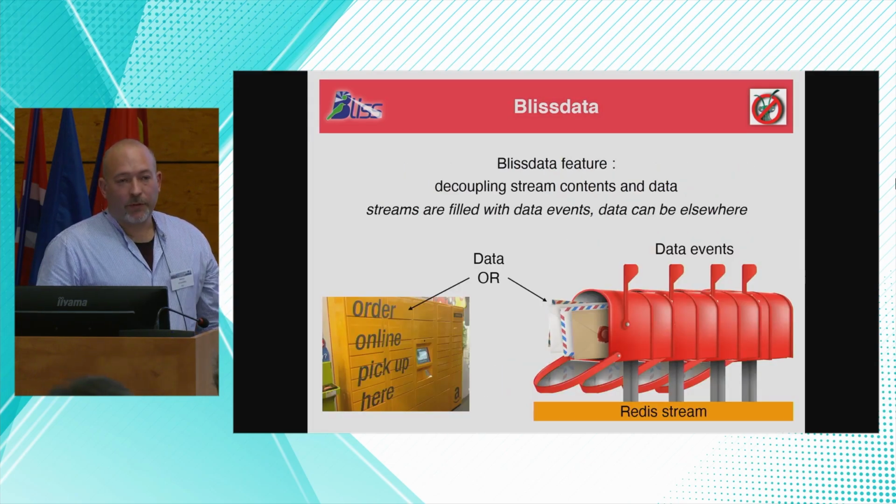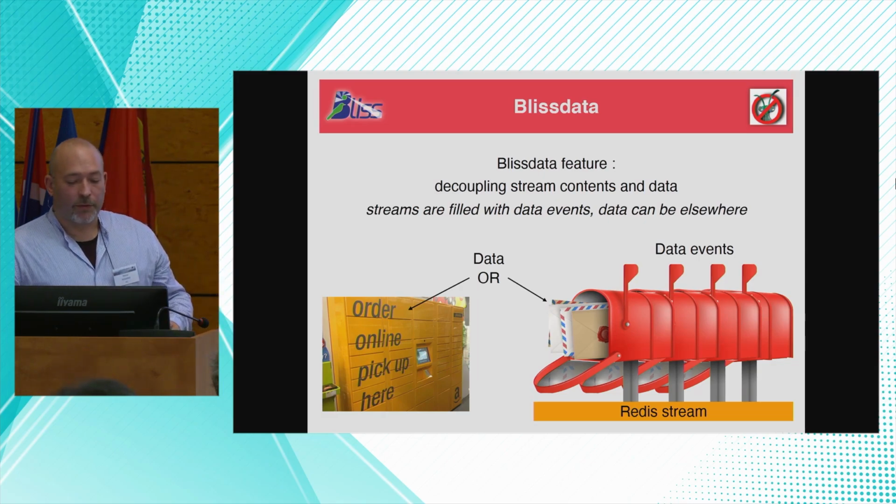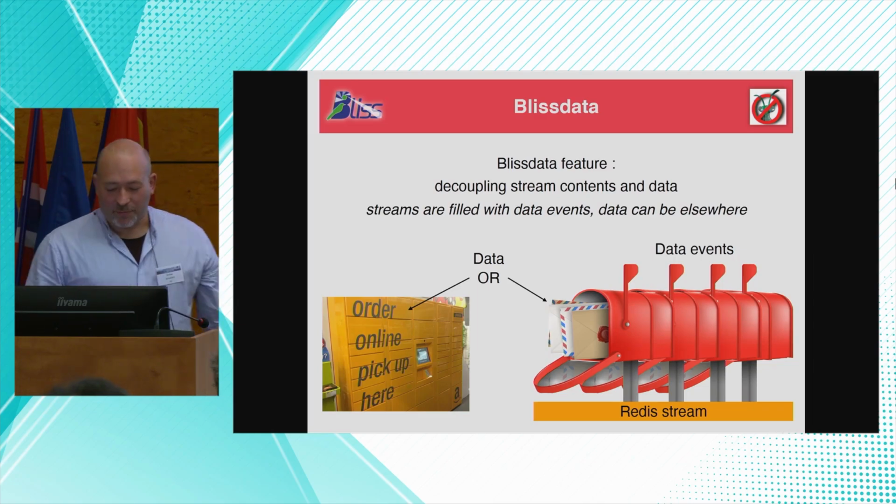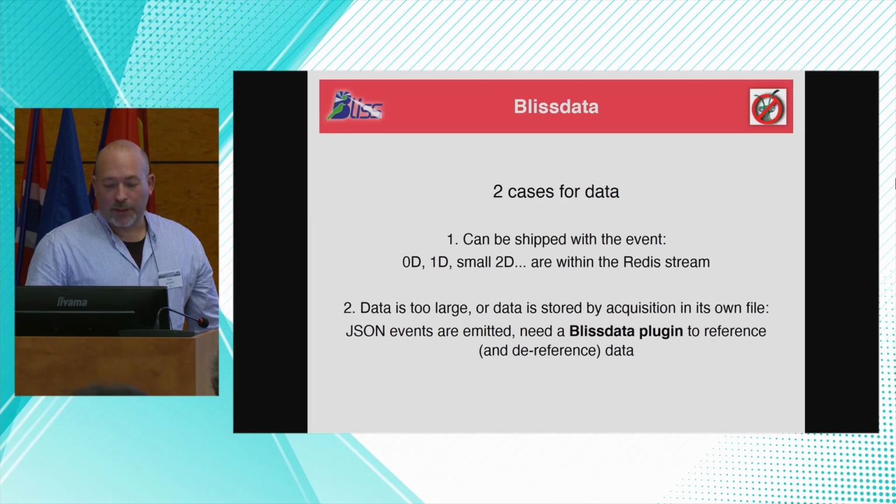An important feature of Bliss data is that it's decoupling the stream contents and the data itself. So streams are filled with data events, but data can be elsewhere. So you have two. The data events are those mailboxes, let's say, and data can be directly in the event, or you have to order the pickup somewhere. Yeah, so there are two cases.